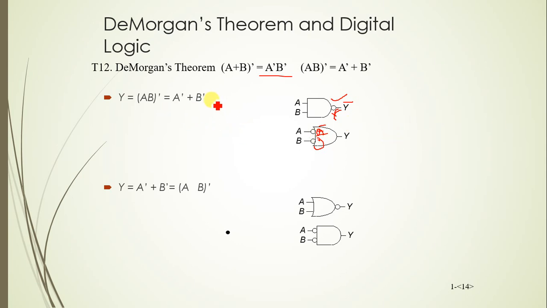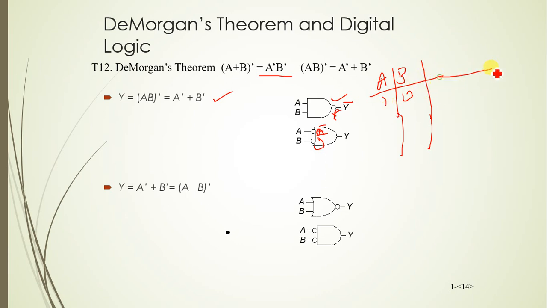Let us check for this. Since there are two inputs, A and B, I am just taking one combination. I am just taking 1 and 0 as a combination. You can check it for all possible combinations. Since there are two inputs, you have to go with all four combinations. So 1 and 0 I have taken for the time being.